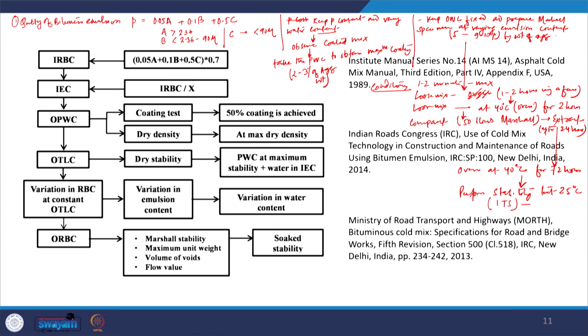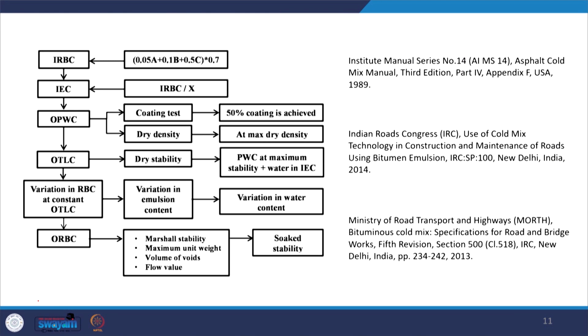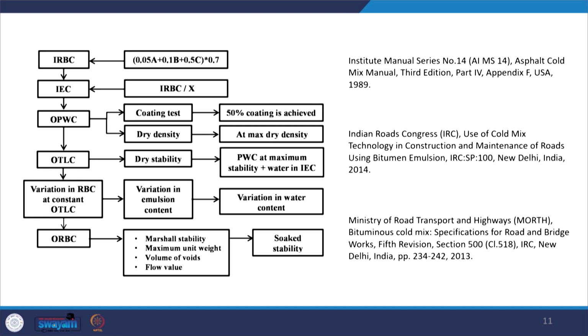All right. So, this is again a brief overview of what is given in IRC SP 100, and as I said, there is no universal mix design method. Different specifications have given their own design methodology, and mostly all the designs are based on trial and error procedure, which consist of different steps for determining the pre-wetting water content and the optimum emulsion or the residual bitumen content. One more point which I would like to make, that we also have another popular specification, that is the TG2, which also gives guidelines for design of cold mix asphalt mixtures.